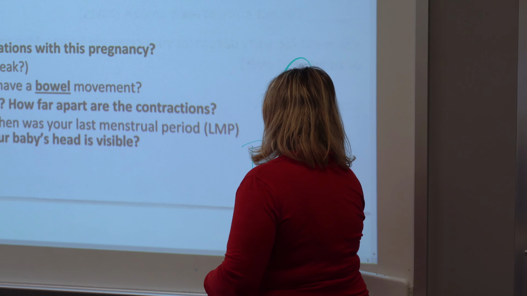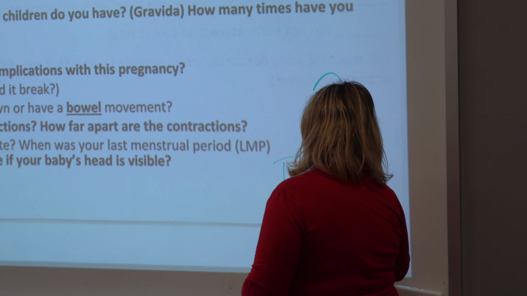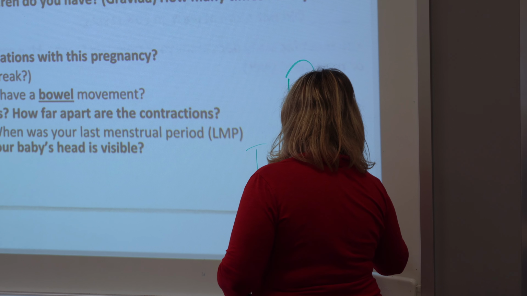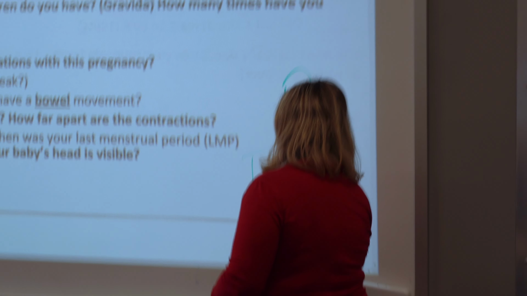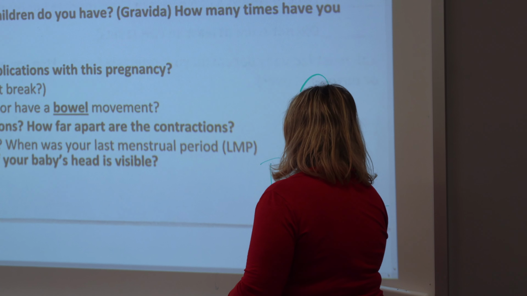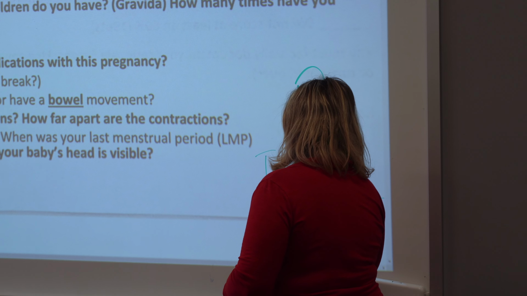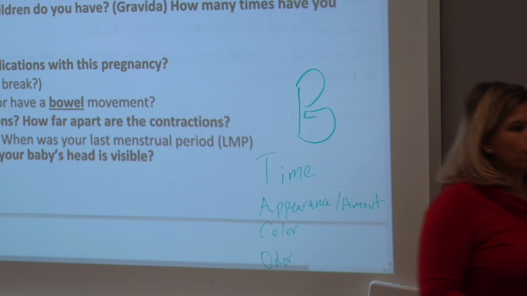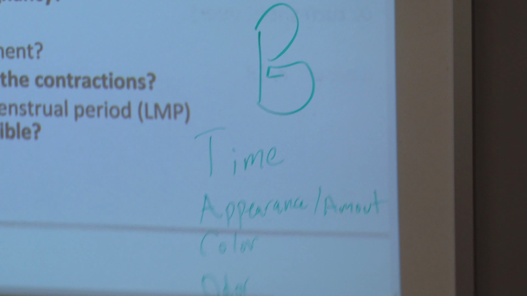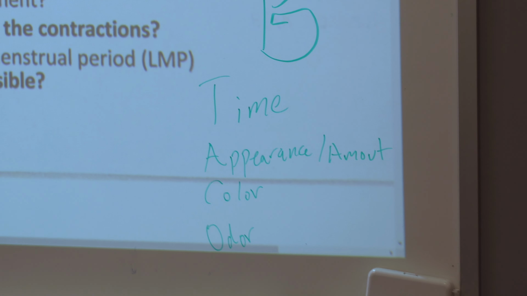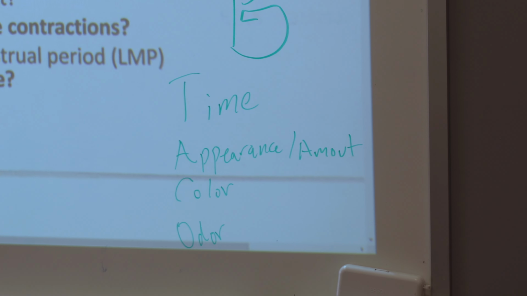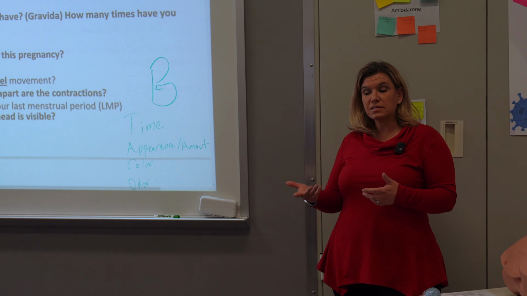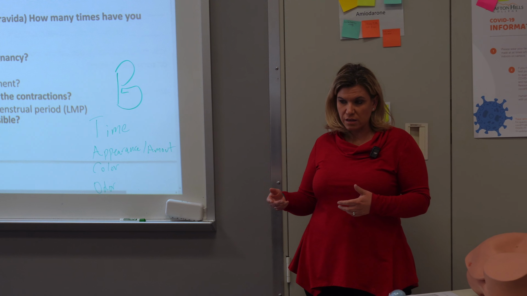This one's normally appearance. Sometimes people will say, oh, ask the amount. You can do that too. C is the color, and then O is the odor, okay? So you want to know, when did that water break, okay? What did it look like? Did it have a color to it? Did it have a smell to it? Because that's going to tell us whether or not we had meconium staining, okay?